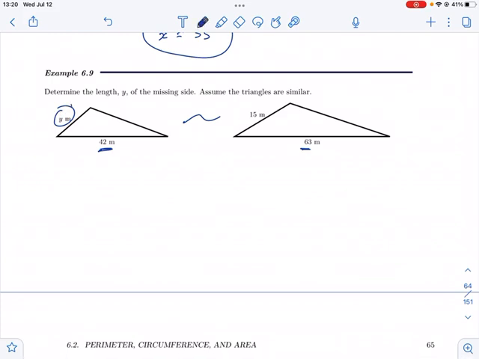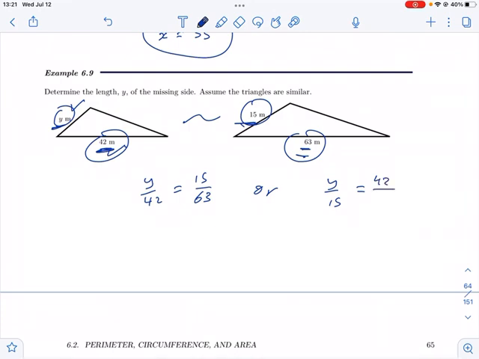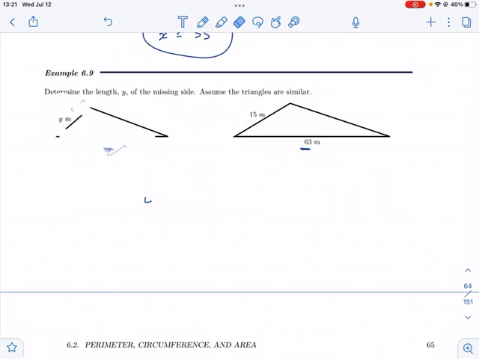So we can divide y by 42 equals 15 divided by the corresponding one. The corresponding one for y is 15. The corresponding one for 42 is 63. This is one way to do the problem, and then we solve for y. Or we can divide the corresponding sides: y over 15 equals 42 divided by the corresponding side, 63. You can use either way. Let's use the second way, because we used it in the first problem. So y over the corresponding side length 15 equals 42 divided by 63.